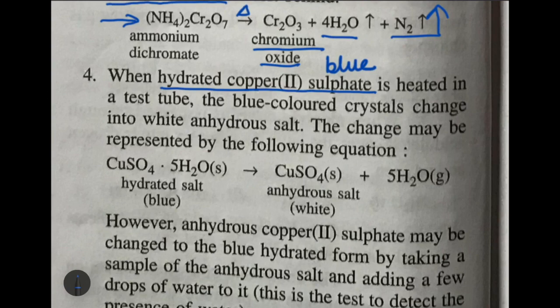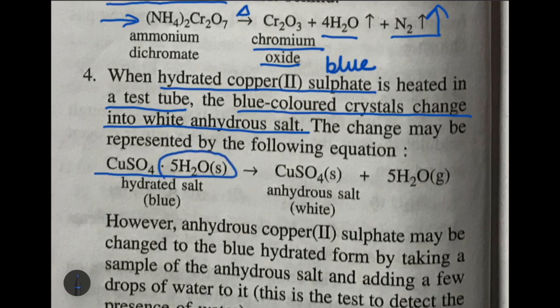So when you heat it in a test tube, the blue colored crystals change into white anhydrous salt. Anhydrous means it is powdery, it is dry, it does not have any water. So the change is shown there. You can see copper sulfate CuSO4·5H2O. I told you the blue color is due to the presence of 5 molecules of water.